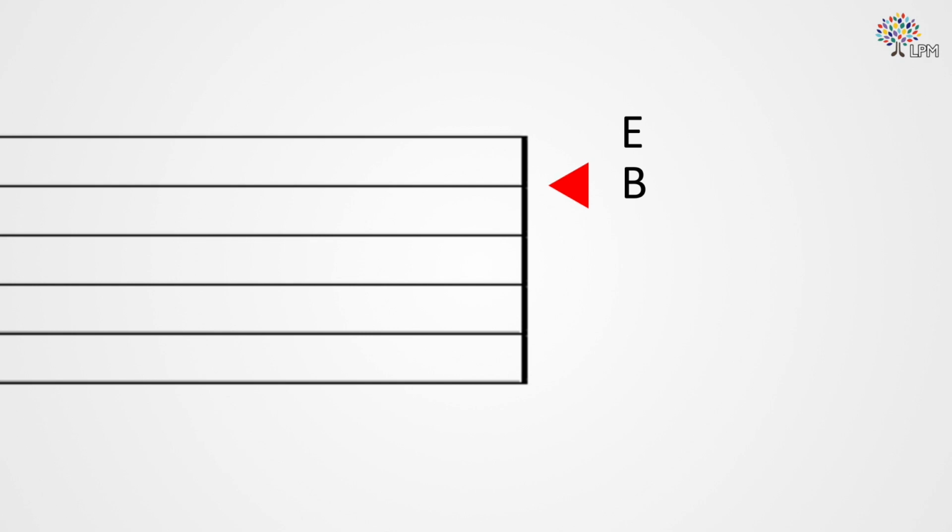The third line represents the G string. The fourth line represents the D string. The fifth, the A string. And the sixth line, the one all the way on the bottom, that represents the sixth E string.